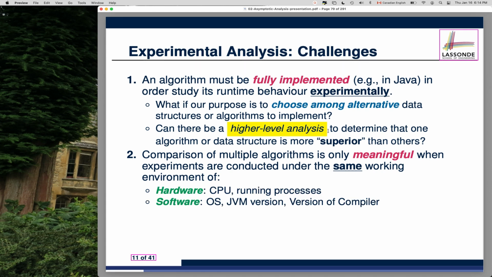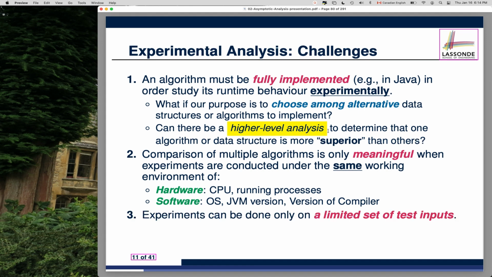All right, so I'm just giving you some idea about hardware and software, right? That's a second drawback for experimental analysis. And number 3, this is also one possible drawback for paper analysis. I should really make it clear.